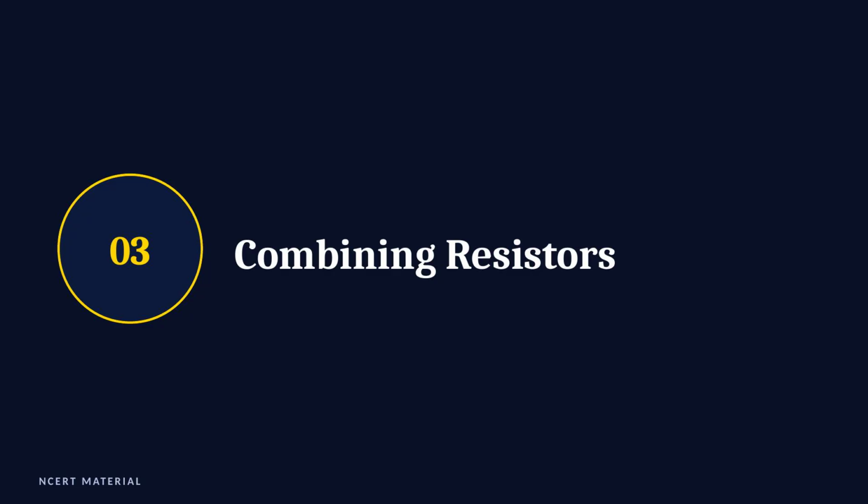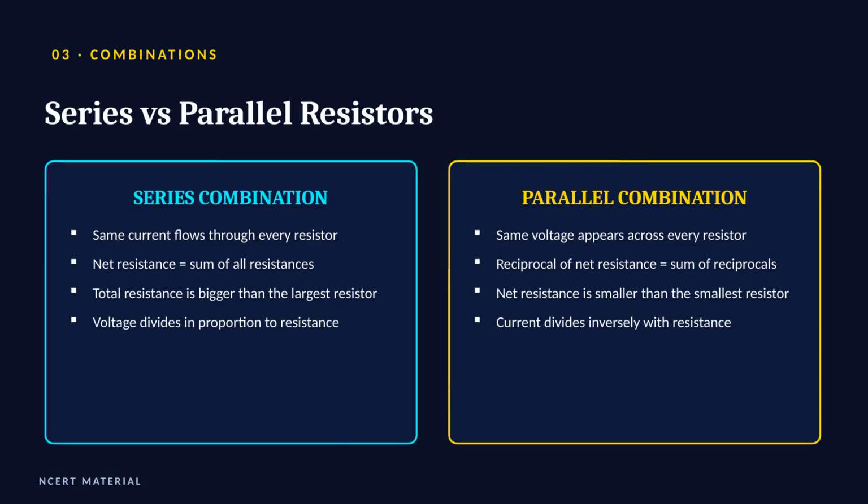Now let's move to section 3. Combining resistors. When resistors are connected in series, the same current flows through every single resistor, and the total resistance is simply the sum of all the individual resistances, which means the combined resistance is always bigger than the largest resistor in the circuit. Voltage divides between them in proportion to resistance.